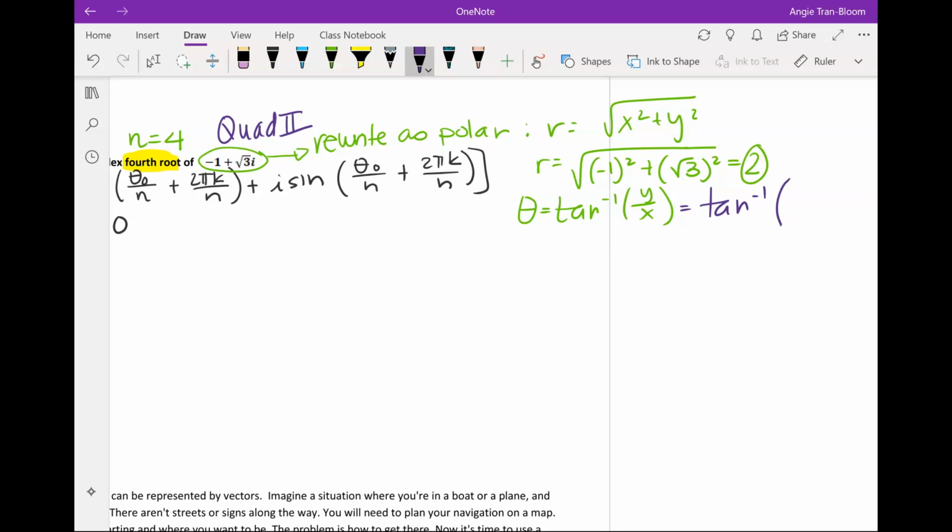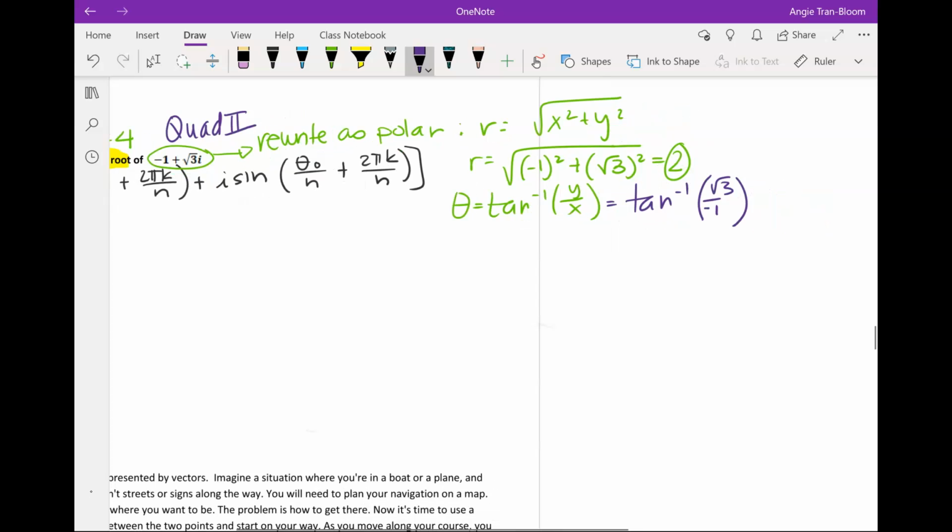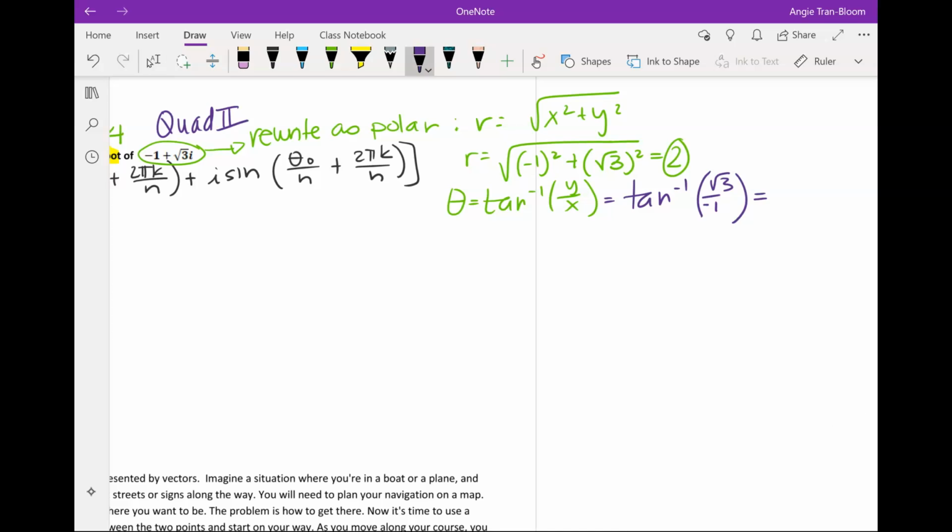By the way, for our question, what's x and what's y again? √3 divided by -1. Okay, now give me the angle for that. Let's do degrees because it's a lot easier to figure out. What is that in degrees? Not 300. What is it? 120. Because would you agree that tangent inverse of √3 over 1 is a multiple of 60?